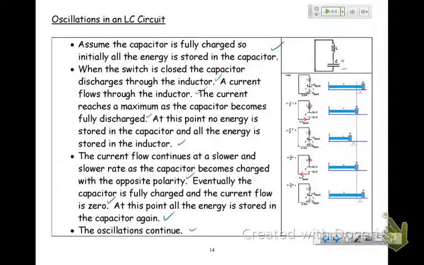The current flows one way and charges the capacitor in the opposite sense, and then flows back and charges the capacitor in the opposite sense again, and so on. So you're changing the charge direction on the capacitor, but every half cycle you're getting complete charge on the capacitor, and in between you're getting maximum current flowing through the inductor. And that will continue forever unless there is some way of getting energy out of the system. And resistance is what gets energy out of the system.